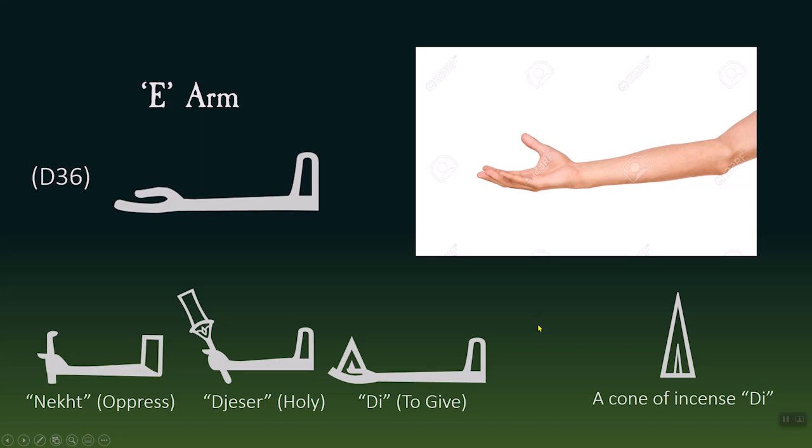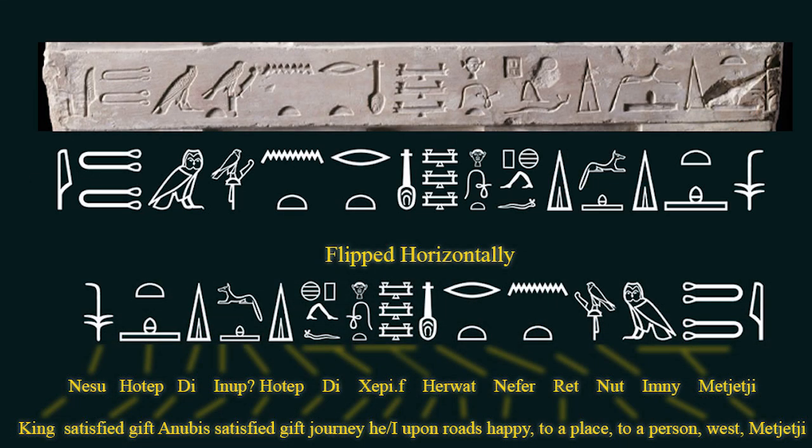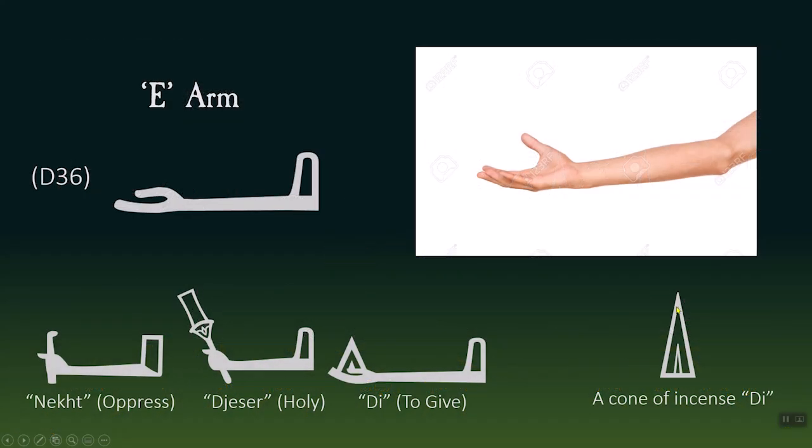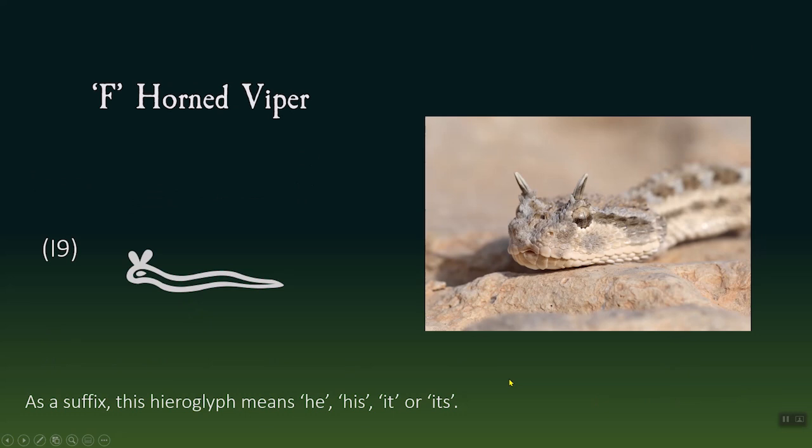So for instance, when we looked at our Hotep Dina Su prayer, it says, may the king give a pleasing offering to such and such a god. And more often than not, you'll see it represented by this little cone. This is an ideogram representing a cone of incense. F is the horned viper, I9.